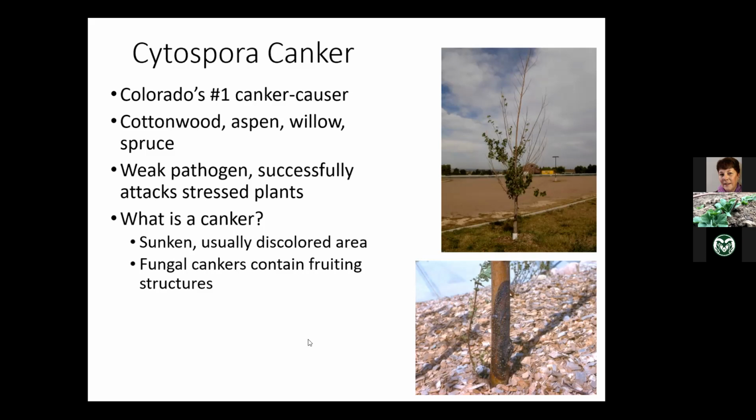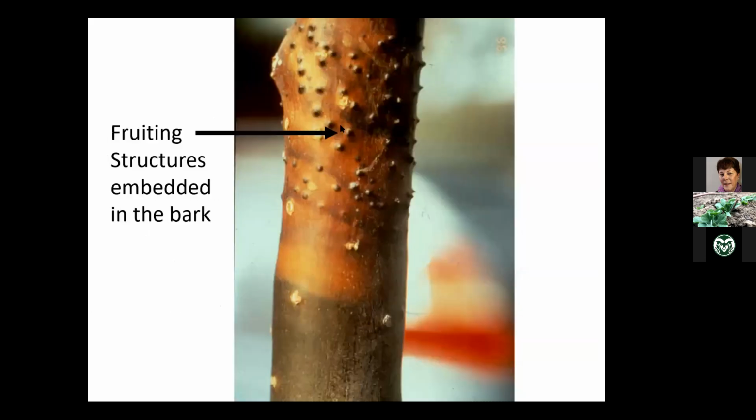Fungal cankers also contain the fruiting structures of Cytospora. And when these fruiting structures start producing the spores, they can get moved around by birds or wind or splashing water. All of those things can do it. And so some of these should just be taken out just because you don't want them to infect everything else. Here's a picture of the fruiting structures embedded in the bark. I showed this picture earlier. They look like little pimples or little mini volcanoes growing out of the bark itself.